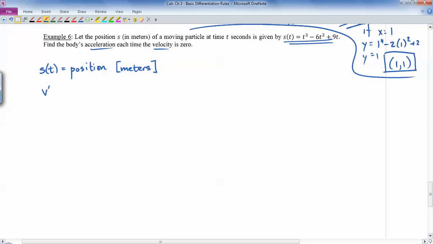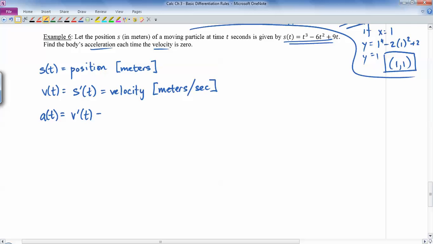Now remember, velocity is the slope of position. So it's really s prime of t, and that's velocity, in meters per second. And then there's another term, and we've mentioned this briefly in class, but acceleration is if you go one more step. So that would be the slope of velocity, or you could say it's the second derivative of position. So that's what acceleration is.